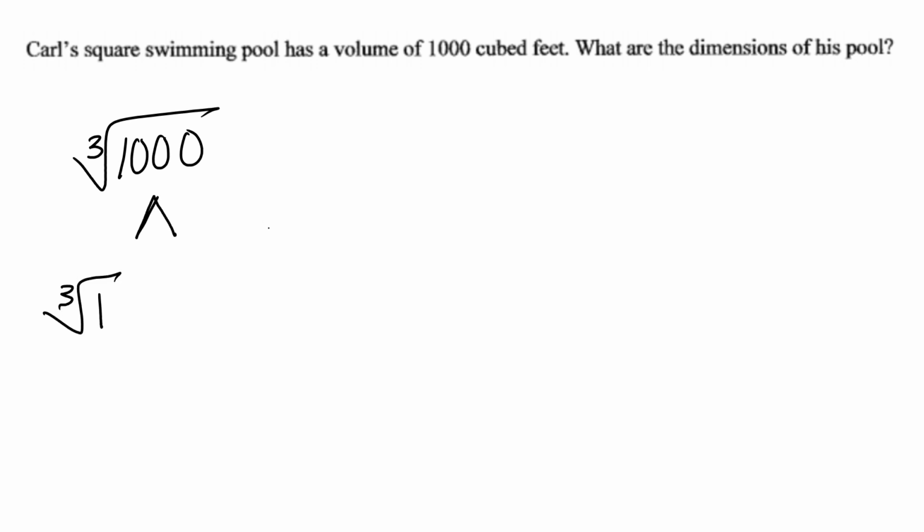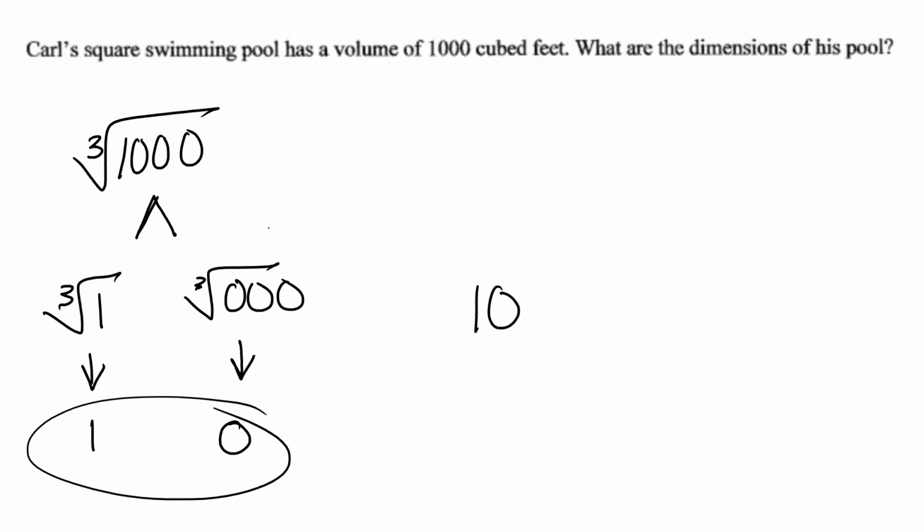Carl's square swimming pool has a volume of 1,000 cubed feet. What are the dimensions of his pool? So again, we're going to use our knowledge of cube roots, and we're going to break this one apart. We can do the cubed root of 1 because that was on our list, and then what's remaining is 3 zeros. The cubed root of 1 is 1. The cubed root of 0 is 0. Our answer is going to be 10 feet.